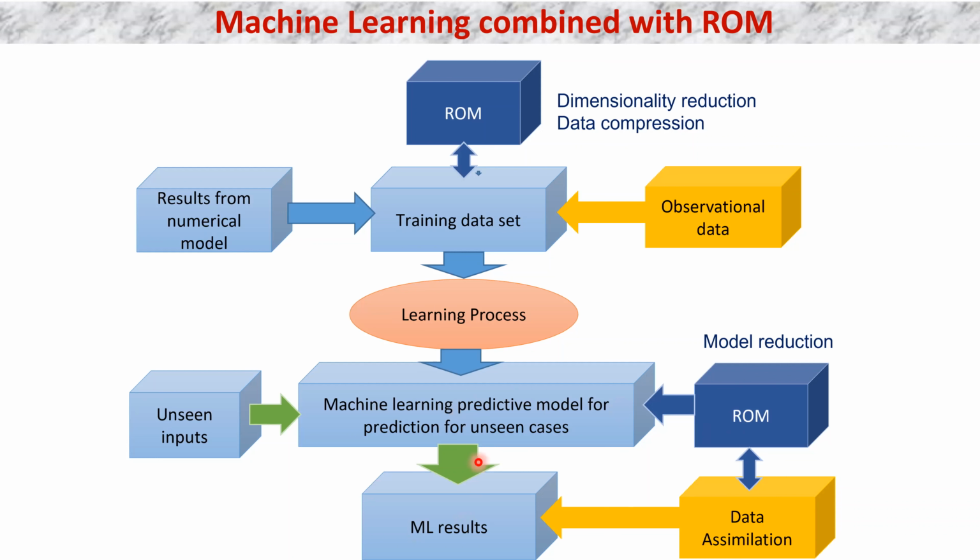After you predict the results, you can actually use data assimilation technology, combine it, and further improve the accuracy of the model results. That will be in my next part. I will discuss how to combine data assimilation with the machine learning model.